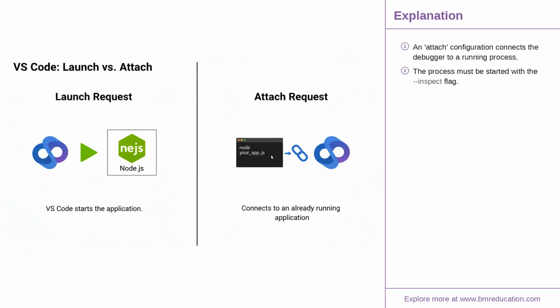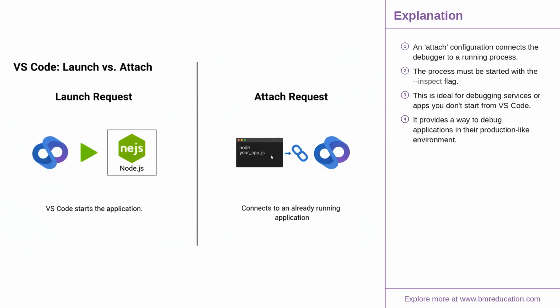Besides launching a new process, VS Code can also attach its debugger to an application that is already running. This is extremely useful for debugging long-running services, applications started from a complex script, or processes running inside a Docker container. You would start your app from the terminal with Node.js Inspector, then use an attached configuration in VS Code to connect to it, giving you full debugging control without restarting the process.